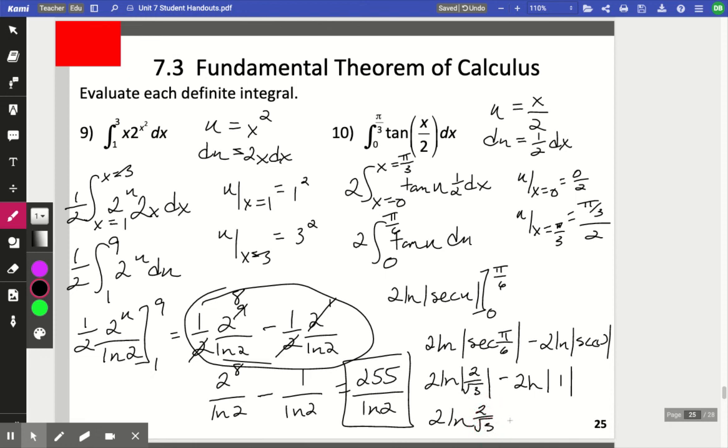All right, so now you might have this, or remember, you could bring this in as a power. And so that would square this. So it would be the natural log of 2 over root 3 squared, which would be 4/3. And so that would be kind of the simplest version of that answer. All right, so that is slide 25.